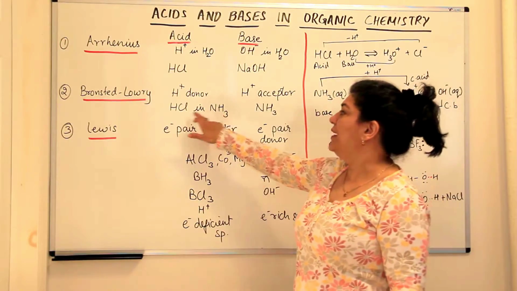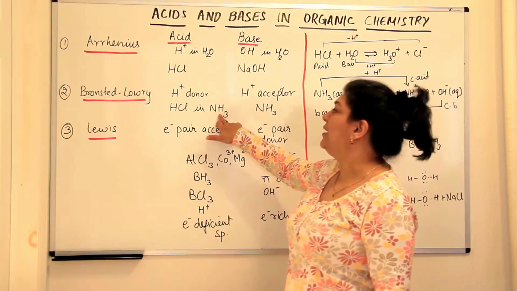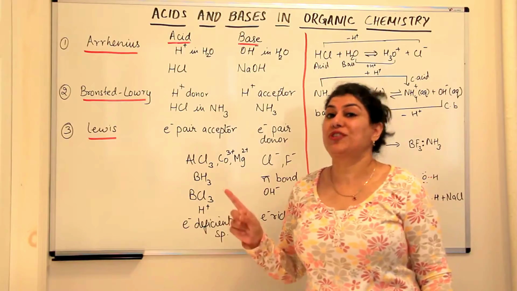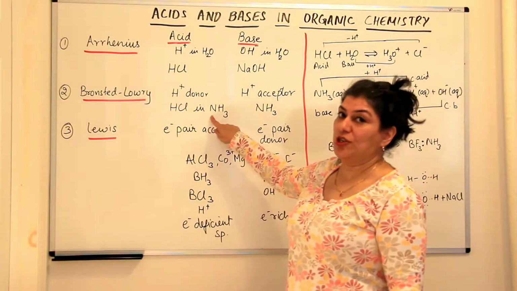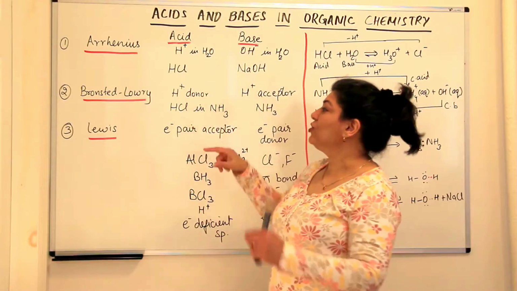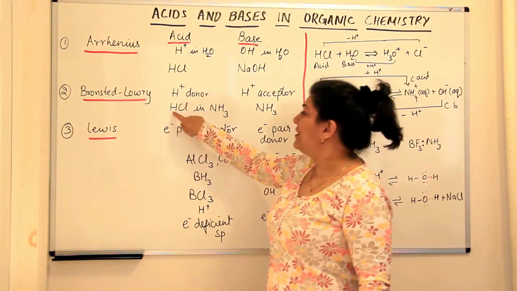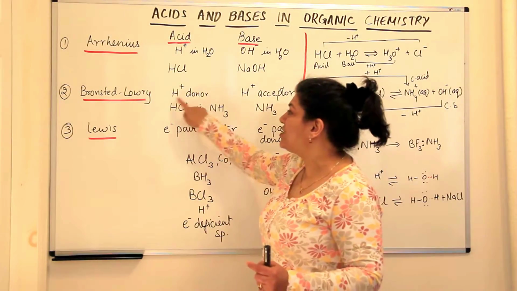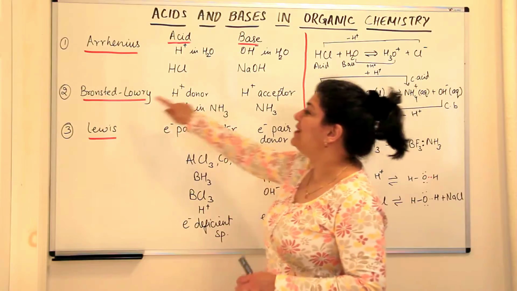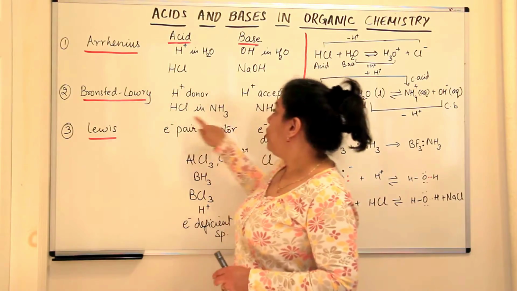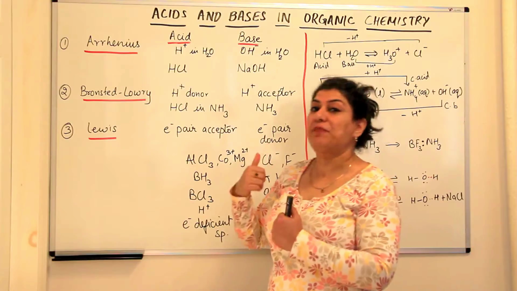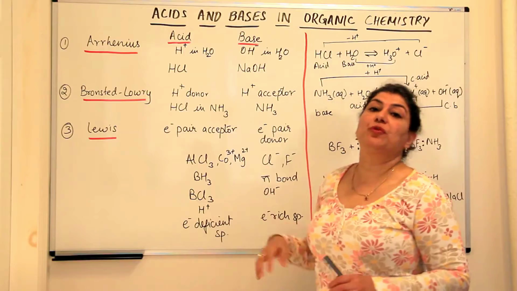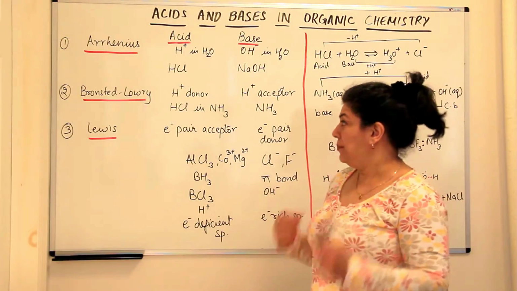So it's not in water, it's in ammonia. So HCl in ammonia gives out its H positive, and ammonia becomes NH4 positive. HCl dissociates into H positive and Cl negative, and the H positive is gained by NH3 and it becomes NH4 positive. Therefore, HCl is donating the proton and hence it's a Bronsted-Lowry acid, while NH3 accepted that proton to form NH4 positive. Therefore, NH3 in this reaction would be a Bronsted-Lowry base.